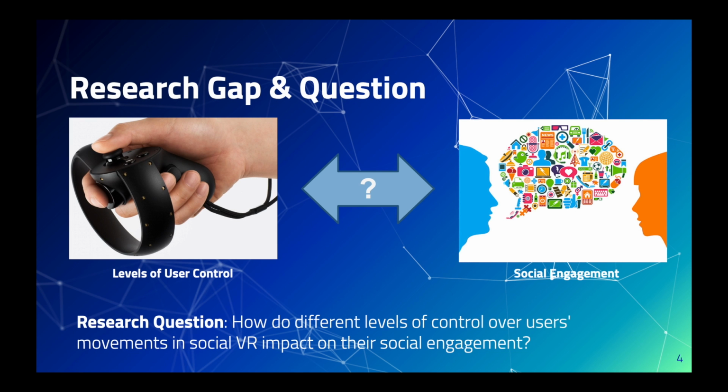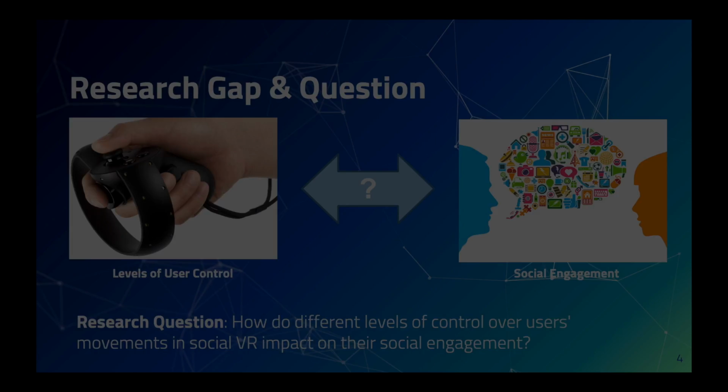The research gap we have identified is how do different levels of control over users' movements in social VR impact their social engagement? For example, how will individual exploration or sharing the same experience with everyone else affect their sense of social engagement? That becomes our primary research objective.